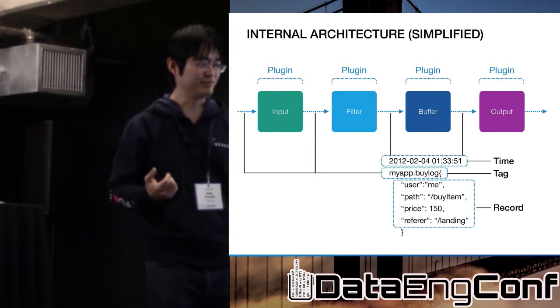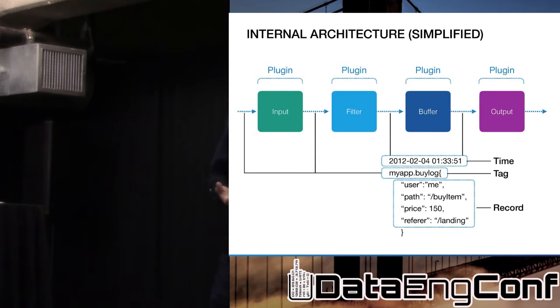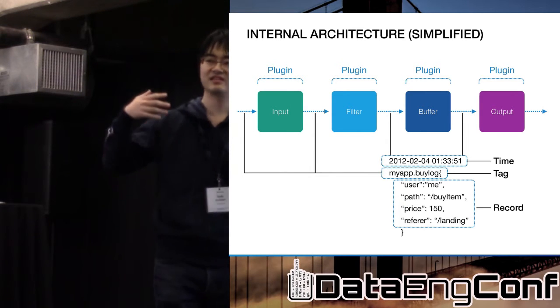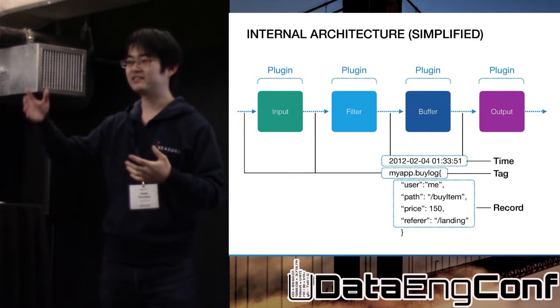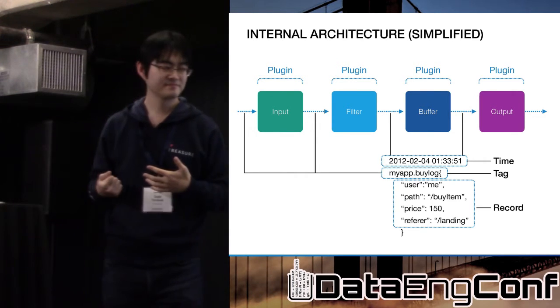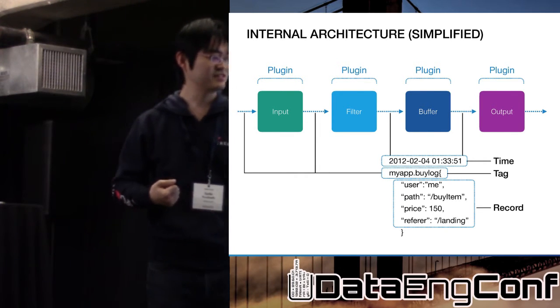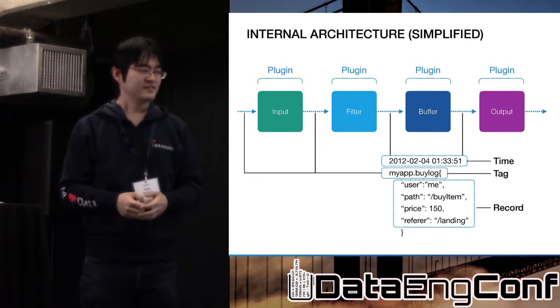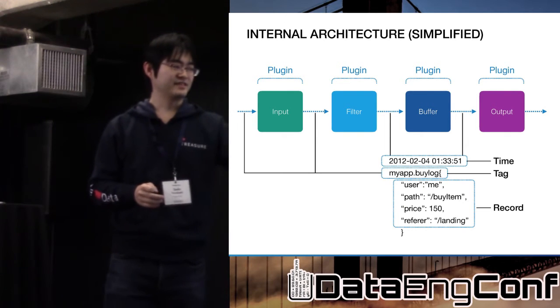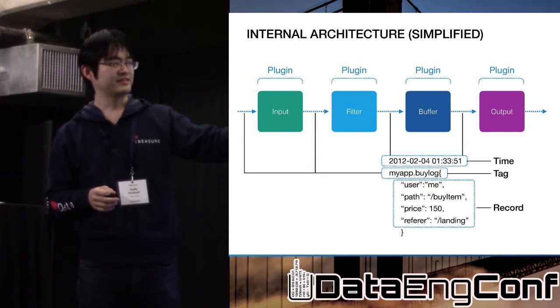That's because applications know about the data structure. It should be the applications' responsibility to format the log so that data analytics can start immediately. So Fluentd uses JSON for the entire system. So the data is now structured. It has a JSON body, tag, and time.